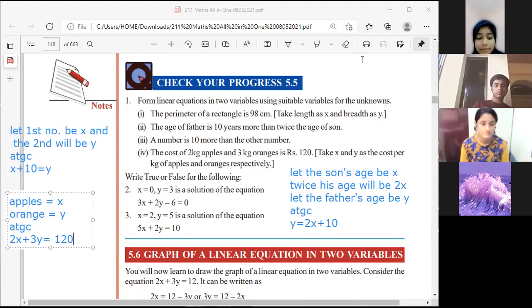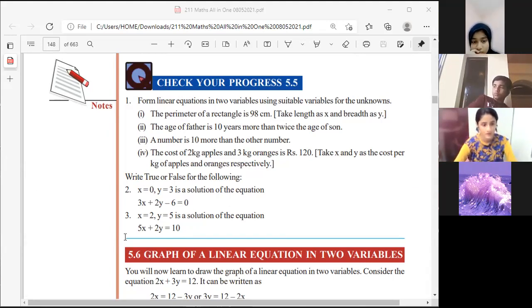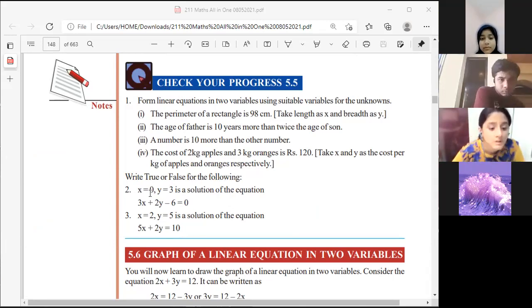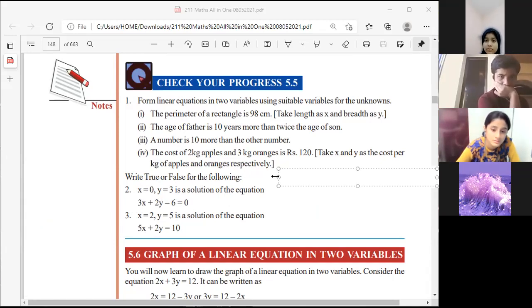Okay. Now we move to the second question here. Very easy, you will only do it. I will not do it for you. You will only solve it. X is equal to 0, Y is equal to 3 is the solution of the equation. So you have to find whether it is true or false, whether it is really the solution of the equation or not. They have given you the values of X and Y. You only have to substitute it.